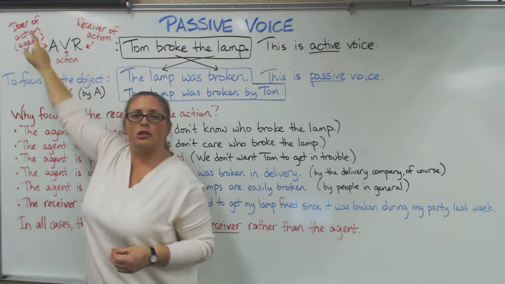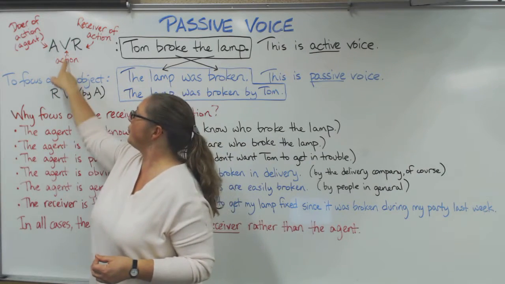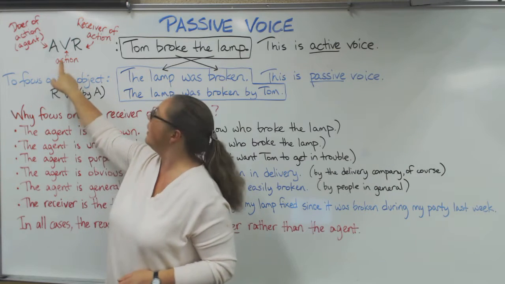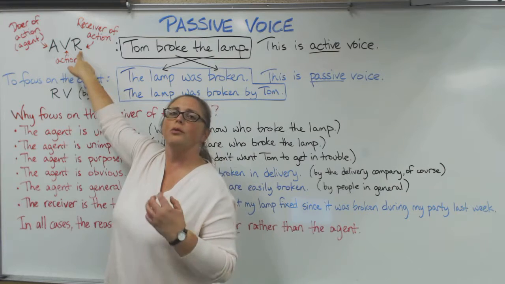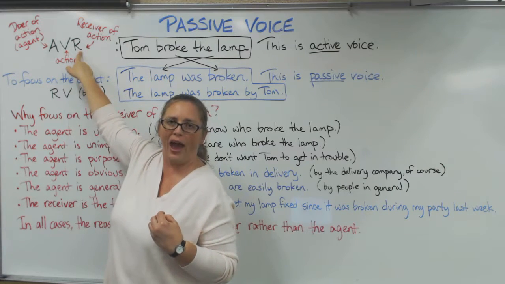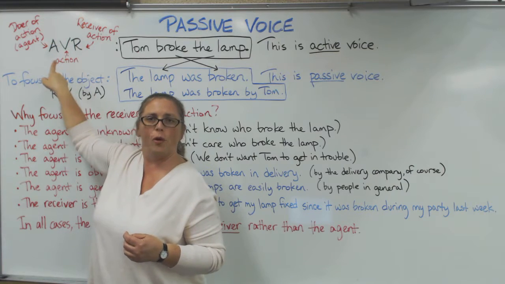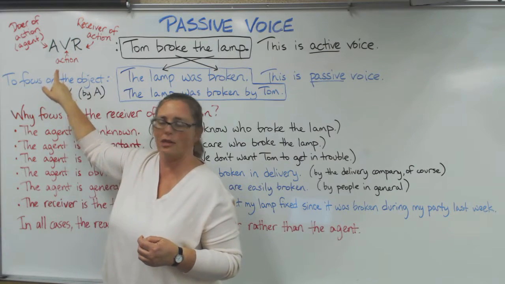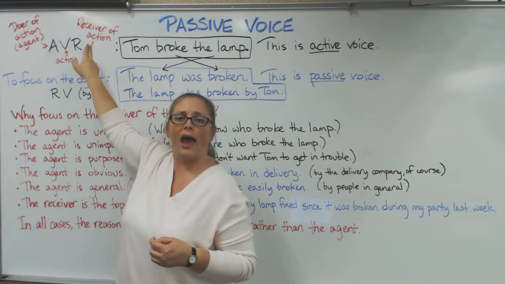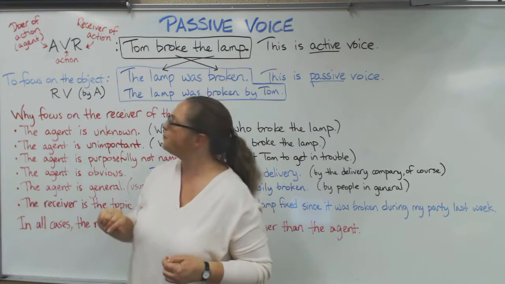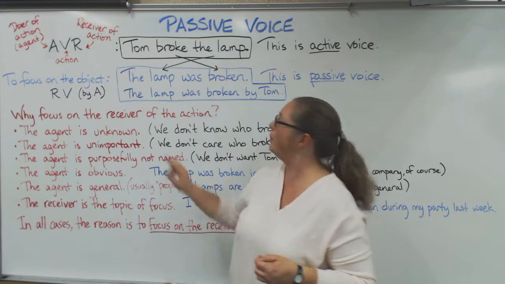The agent is the doer of the action. Then you have the verb, which is the action, and then the object is usually the receiver of the action. This would be an active voice sentence where you have the doer, the action, and the receiver. An example, Tom broke the lamp.